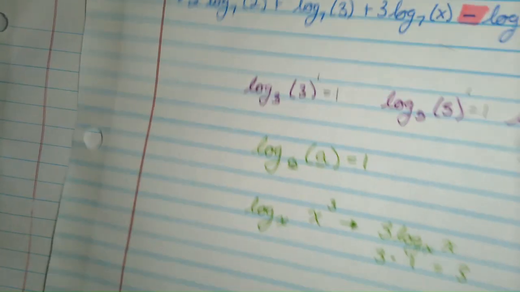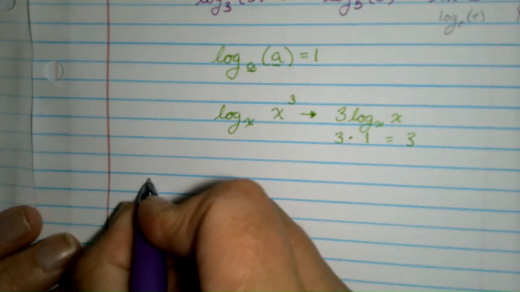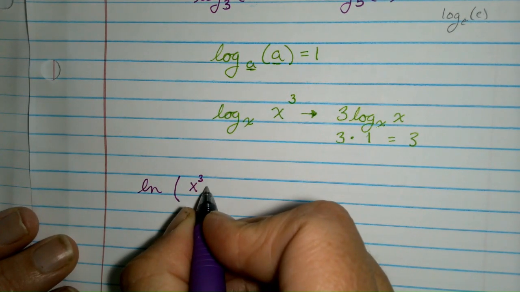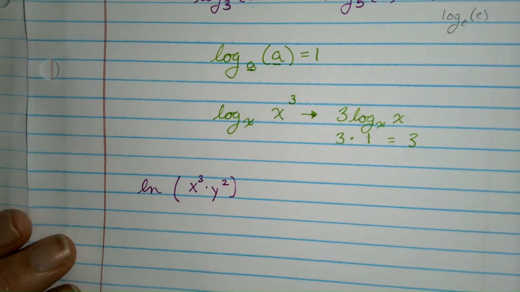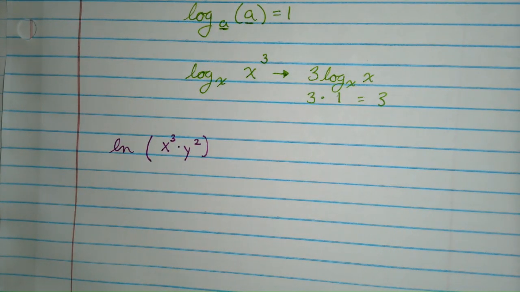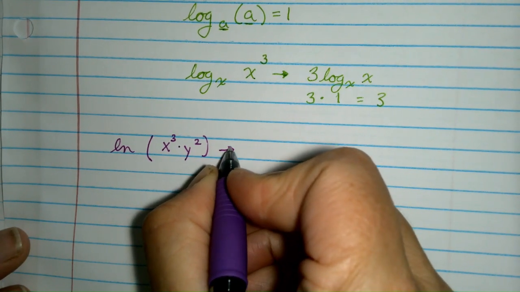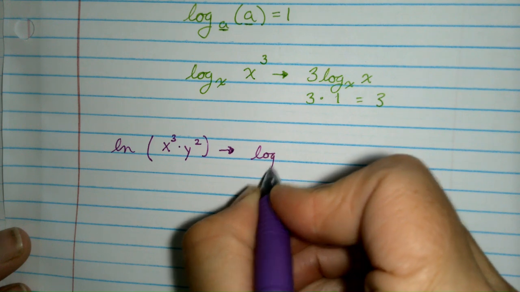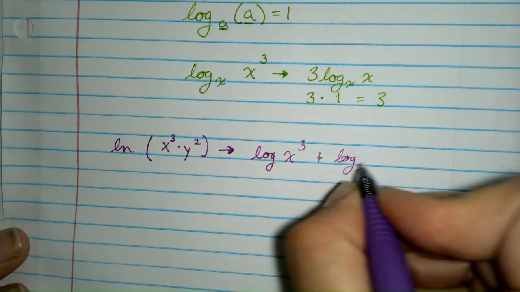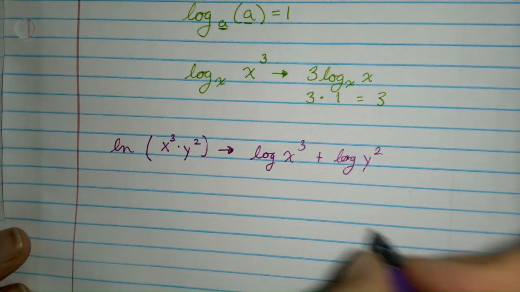Okay, so what if I were to expand natural log of x cubed times y squared? Just make this one a little bit simpler. Well, you might go, well, you didn't say anything about natural log rules, but isn't natural log a log? Yeah, it's just a special base. So we're first going to use that product property. Then we're going to use the power property.